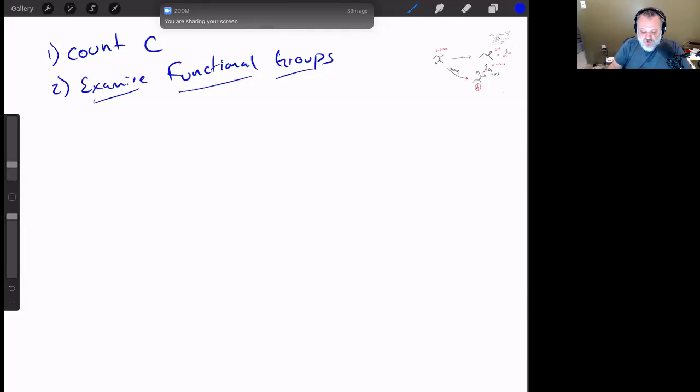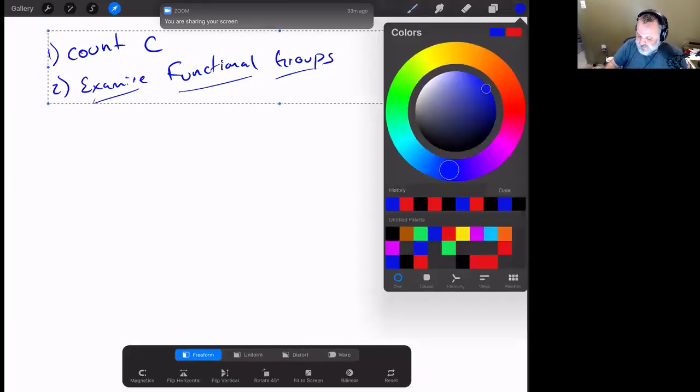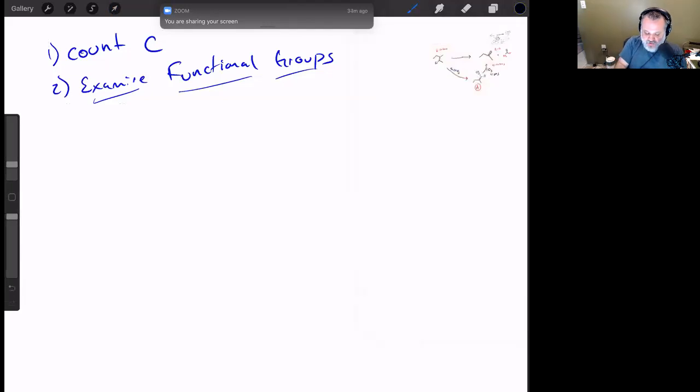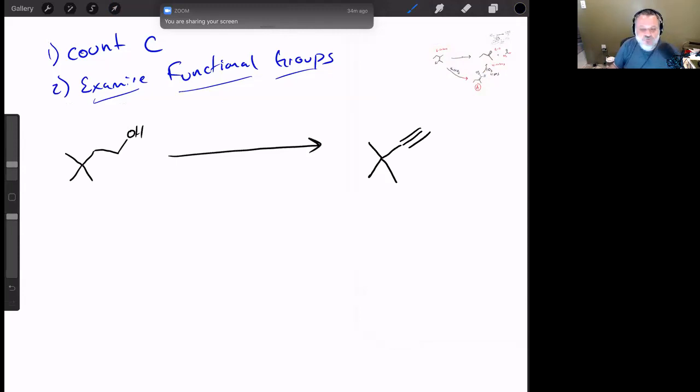So let's try to put it all together. Let's do one big example, and then we'll pause for a second and see if anybody has any questions. I want to create this thing from this thing. Okay, so let's examine this and let's see if we can do that.